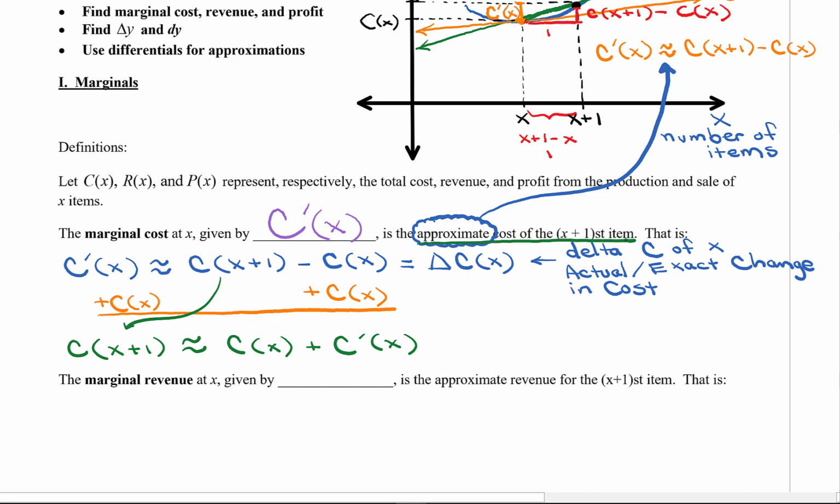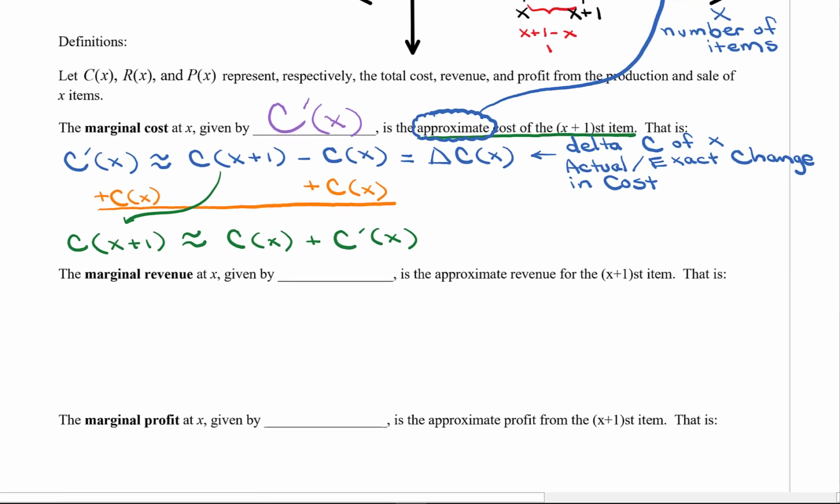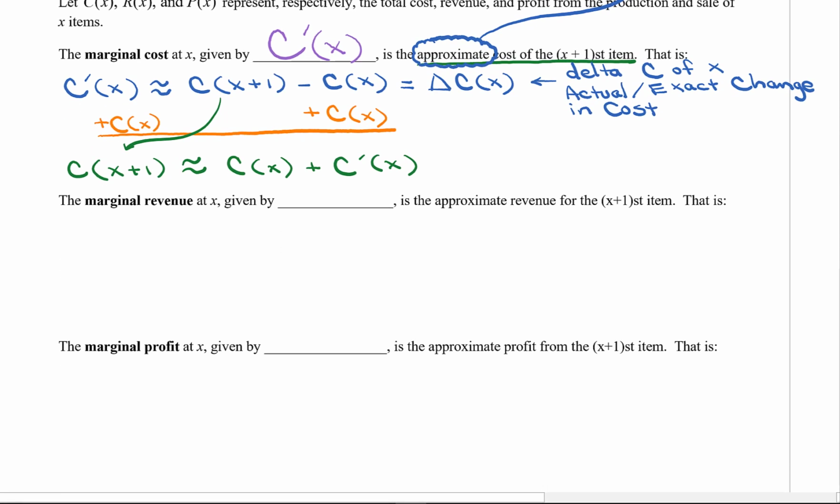So once again, this is the approximate cost of that x plus first item. Or another way to think about it, instead of thinking of marginal cost as a derivative of cost, it can roughly be interpreted as the cost of producing an additional unit, if that makes it easier to understand. The marginal revenue at x given by r prime of x is the approximate revenue for the x plus first item.